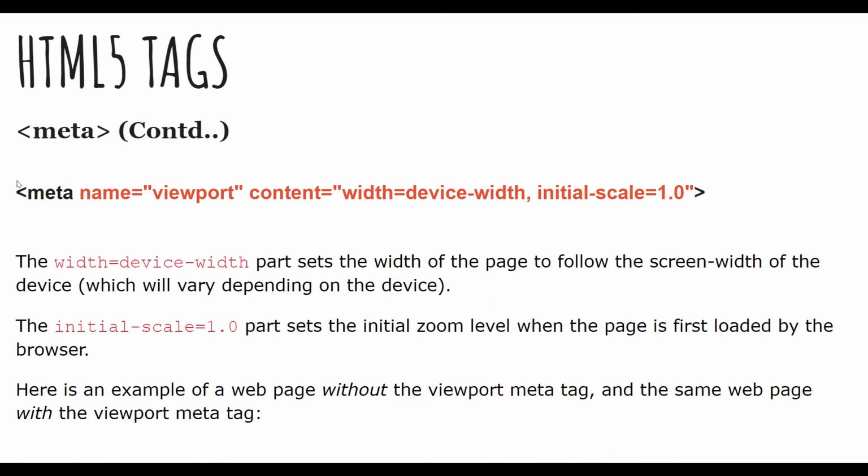You can see here the width equal to device-width part sets the width of the page to follow the screen width of the device, so it will adjust to the device. The initial-scale equal to 1.0 part sets the zoom level when the page is first loaded. So that will set the zoom level based on the device. If it is a small device, it will decrease the fonts and images to fit that screen. So for that, initial scale is used.